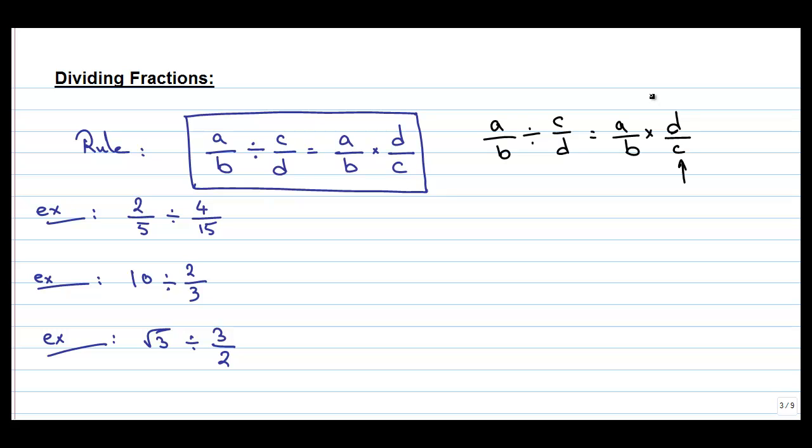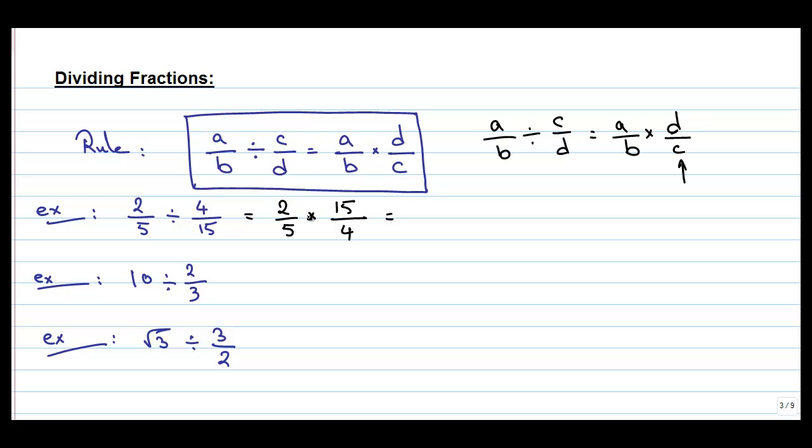So let's have an example here, which is 2 over 5 divided by 4 over 15. Again, you write the first fraction. If you have a division, change it to multiplication. Flip the numbers here. Okay, write the reciprocal. All right, so it's going to be 15 over 4, and then simplify in any way you like.